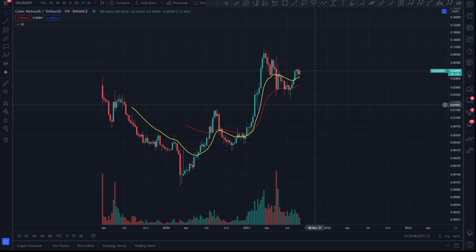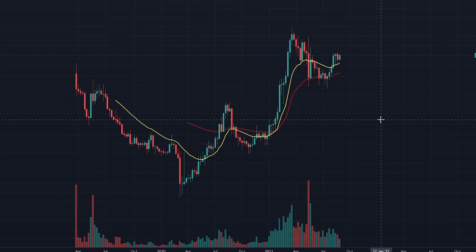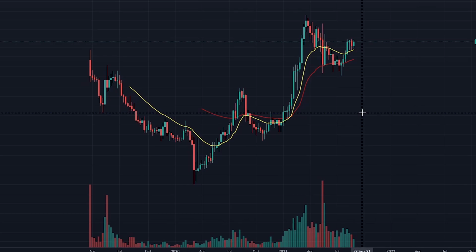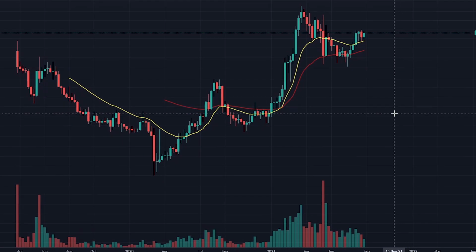I'm just going to dive into Celr. Celr Network, it's called. CELR against USDT. Obviously it's had its whopping correction. You bounced off the 55 on the weekly. You're looking super good here, to be honest with you. You're creating a little cup and handle pattern just there as well on the daily from the looks of it.